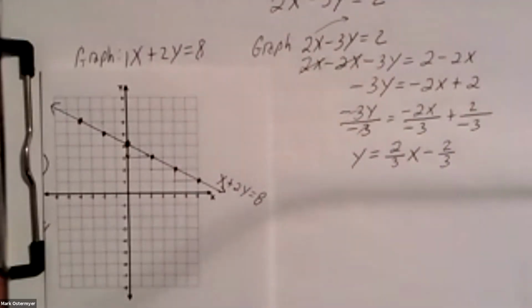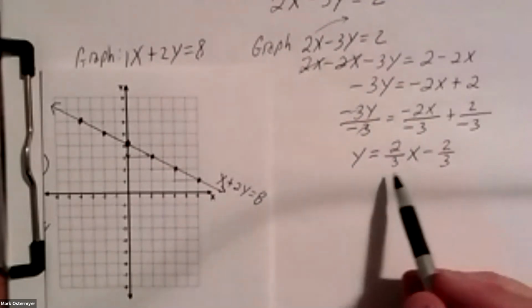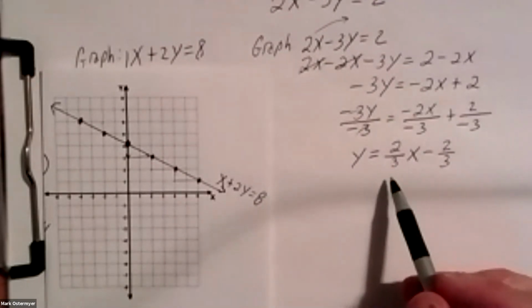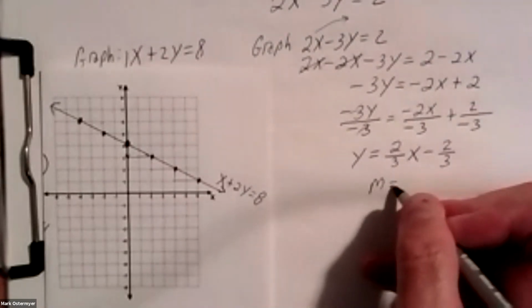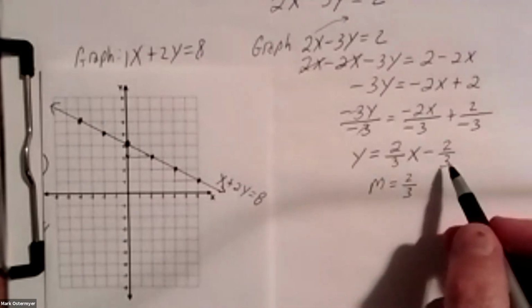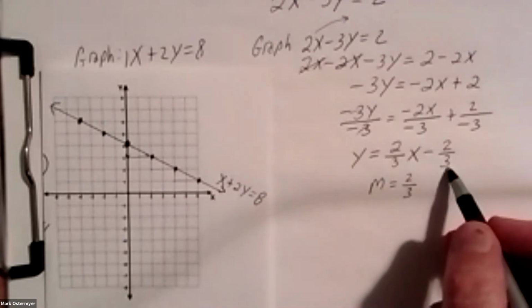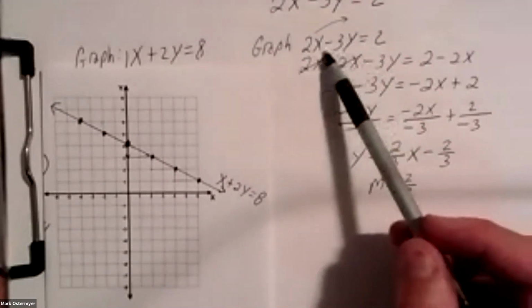So what we've got going on, ladies and gentlemen, with this particular linear equation is we have put it in the slope-intercept form. So we know the slope of the line is positive 2/3. The y-intercept is really messy to plot, -2/3.